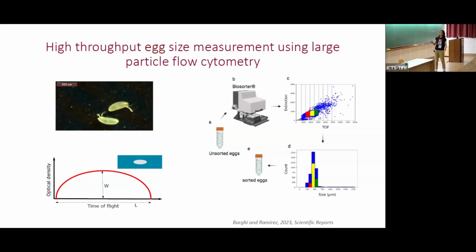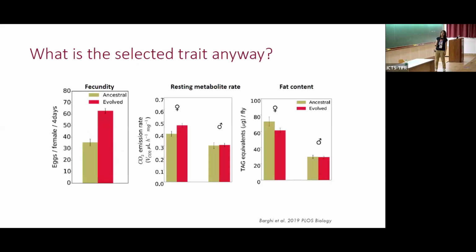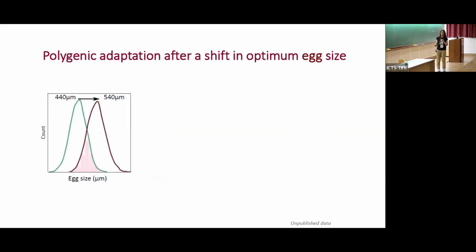And what is cool about it is that you can actually specify particular size beams, however you want, and choose objects of a particular size. And that means that you can perform the selection experiment that I just talked about here. So as a proof of principle to see whether it works, we did a very small scale study, and we measured egg size in an outbred population.